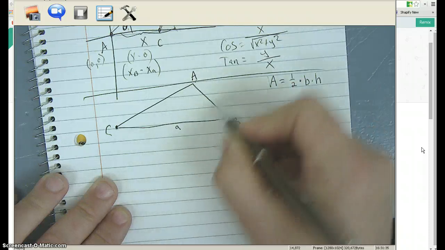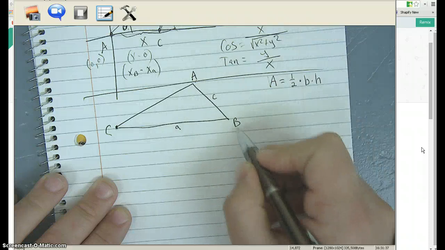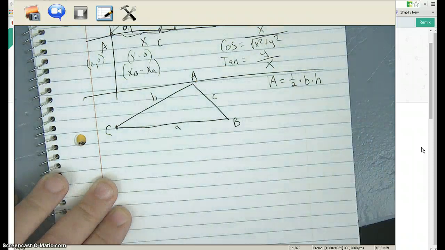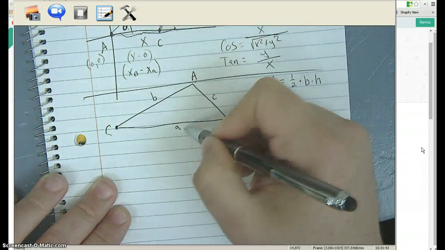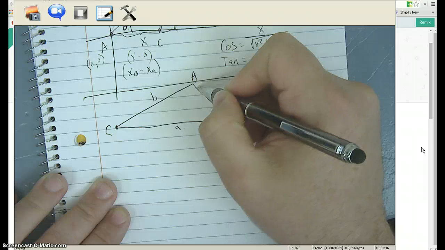So then this side over here measure would be little c, and this side over here would be little b. And it just helps us kind of keep track. When I talk about little a, I'm talking about the measure of the side opposite big A right here.